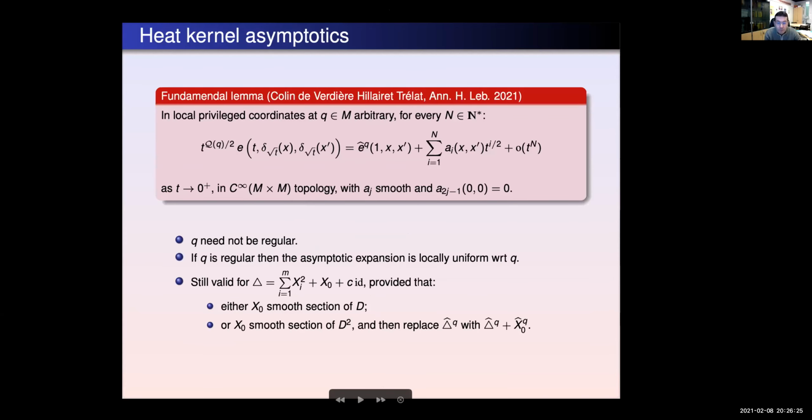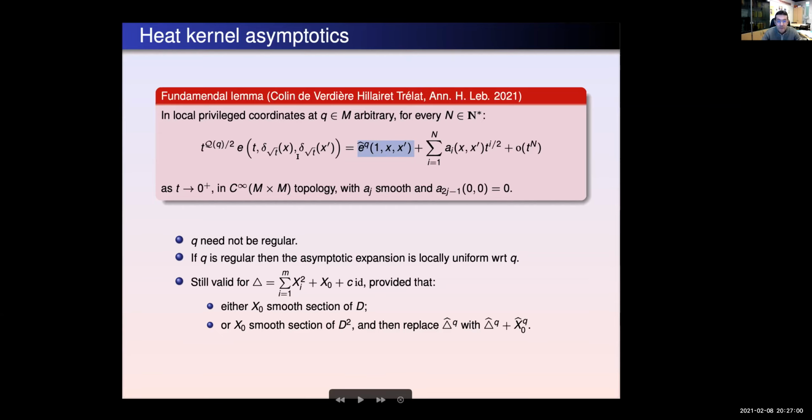Now, a first result is what we call the fundamental lemma, which gives you exactly a full asymptotic expansion in small time of the heat kernel. So it says that t to the good power, which is Q over 2, of the heat kernel near the diagonal. We are near the diagonal, and we have here a full asymptotic expansion, the first term of which is exactly the nilpotentization of the heat kernel.